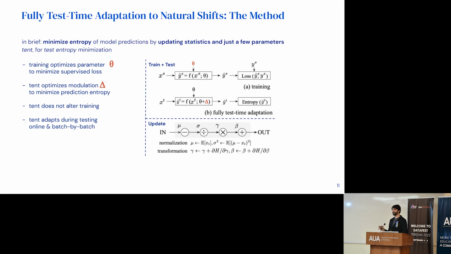So again, this method won't alter training. If you give me a model, if you give me a classifier, I can try to adapt it this way without knowing what optimizer you used, without knowing how large your data set was. I don't need any of this. I can just update the model as the data comes.